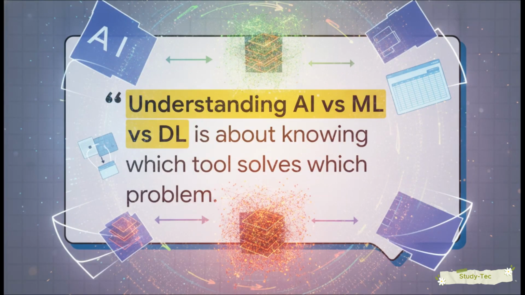Ultimately, understanding these nested layers isn't just some academic vocabulary exercise. It's a strategic framework for knowing which tool solves which problem. You really have to match the right tool to your specific problem, balancing your available computational resources and data with your need for transparency. Basically, you don't need a massive, power-hungry deep neural network, just a simple spreadsheet.